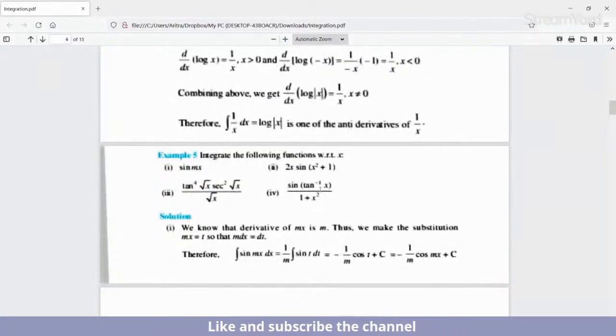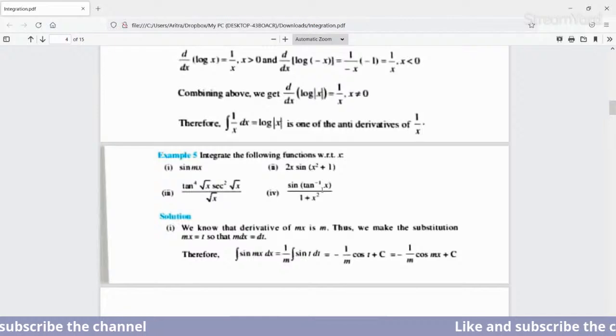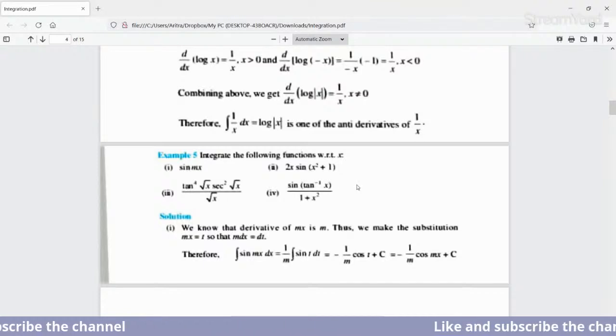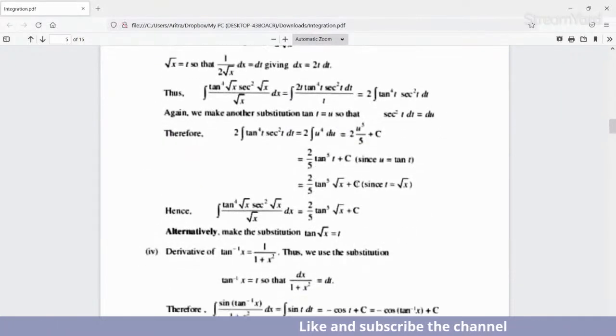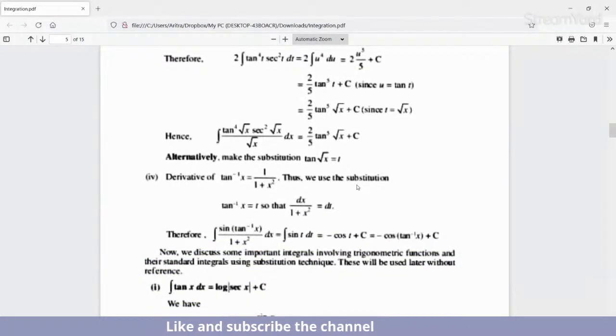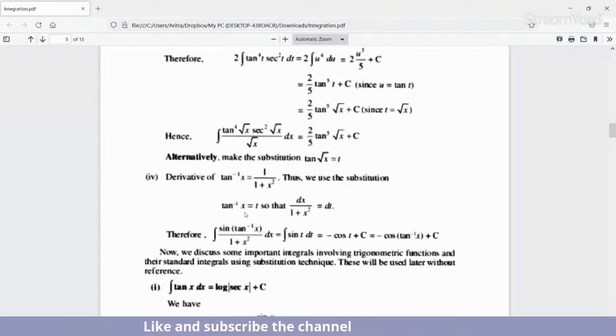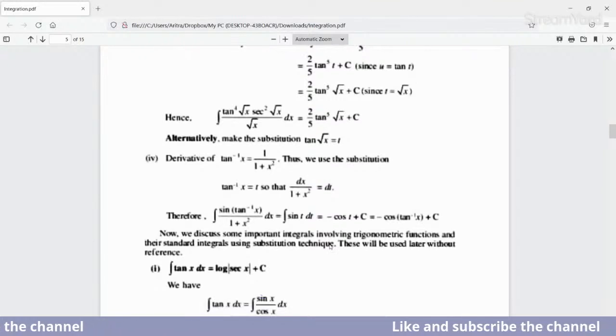Where is the fourth question here? Well, it can be clearly seen. We have just learned that the integration of dx by 1 plus x square is tan inverse x. So if we take this to be u or t, this entire part will become the differentiation, and it will be just sine u du, and it will be minus cos u. So they just replace the final value: minus cos tan inverse x plus c. They have taken it to be t, differentiated this, and got dt, then the integration of sine t dt, then minus cos t plus c, that is minus cos tan inverse x plus c.